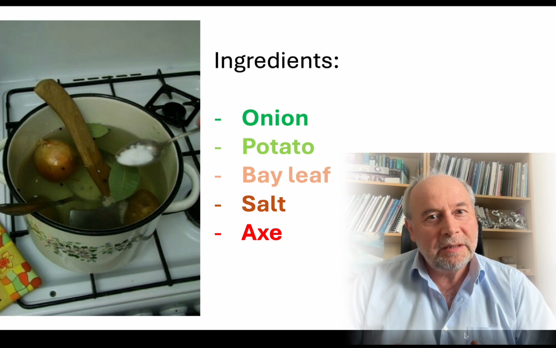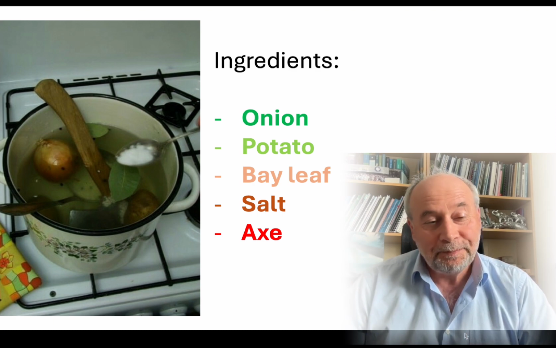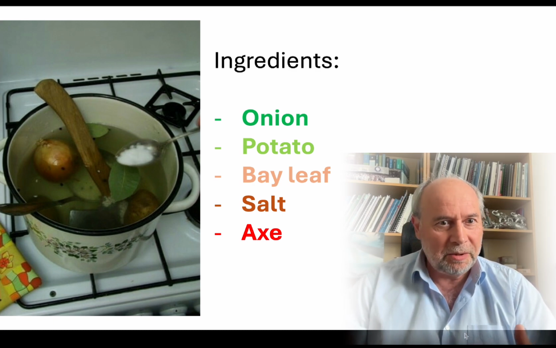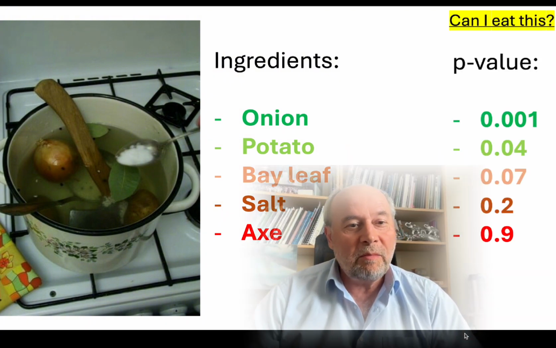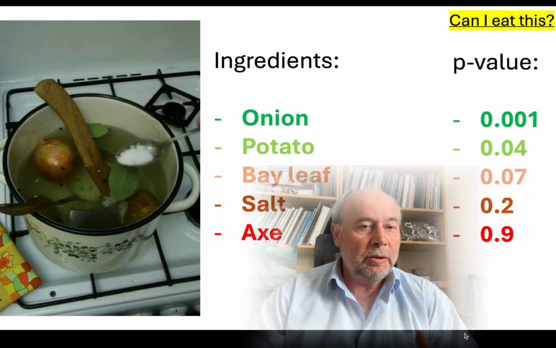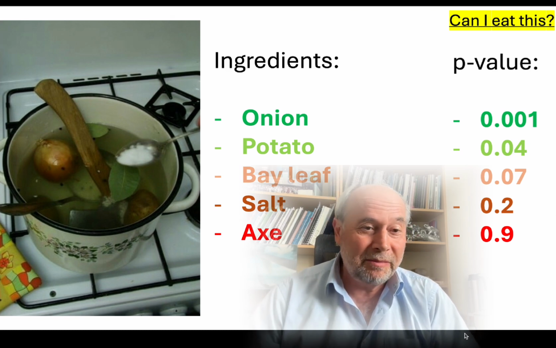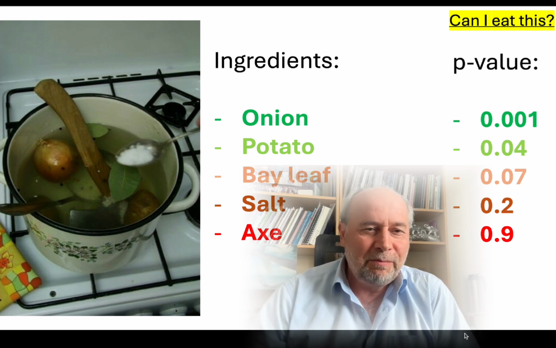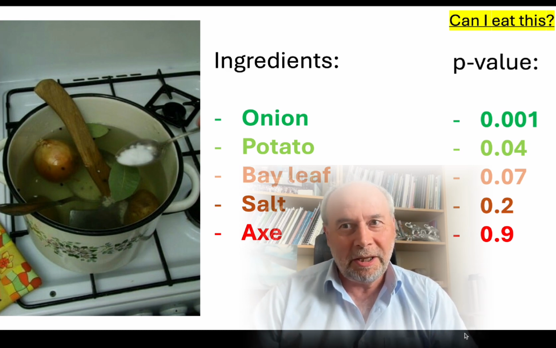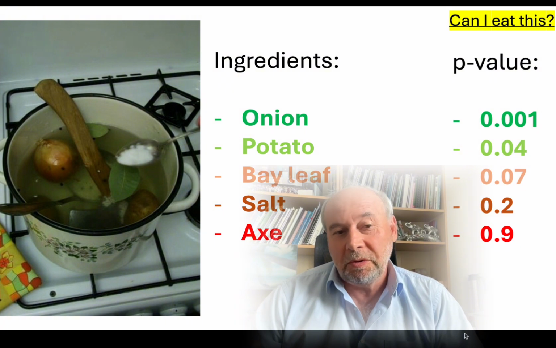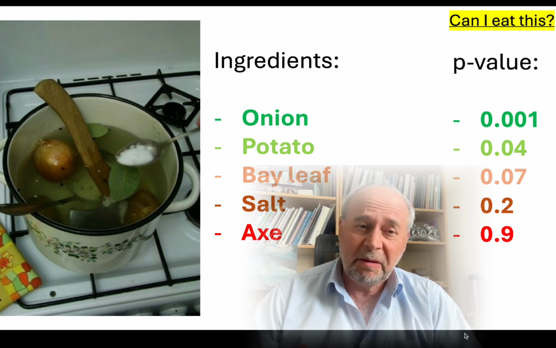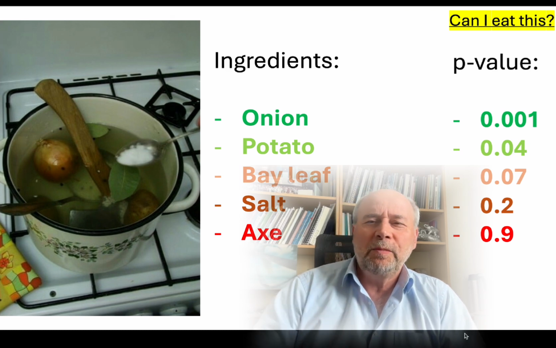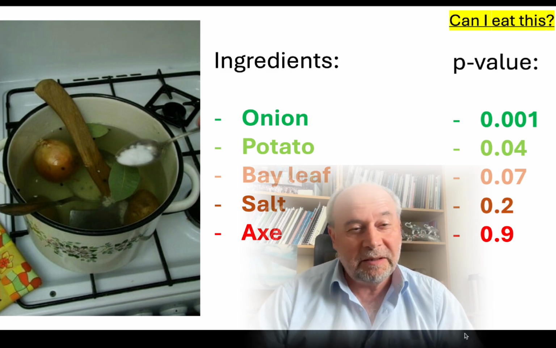But let's consider each ingredient separately and estimate how eatable each individual ingredient actually is, in the form of a p-value. Let's say onion. I like onion and I eat it sometimes as it is. And let's put a p-value of eatability, like can I eat this? About 0.001. And potato, fresh potato you can hardly eat, but sometimes you can. Let's put a p-value of about 5%, a bit lower.